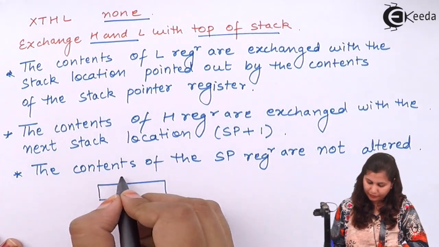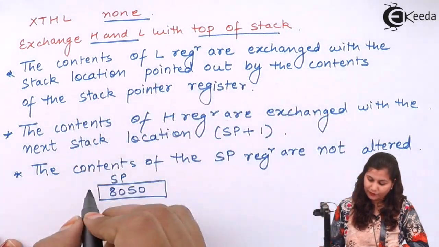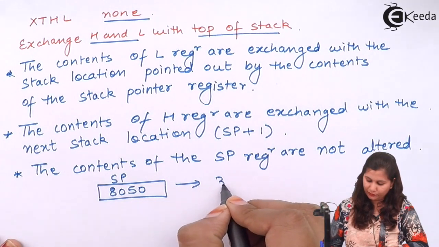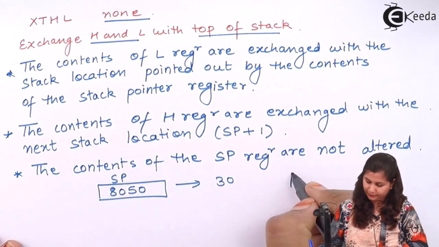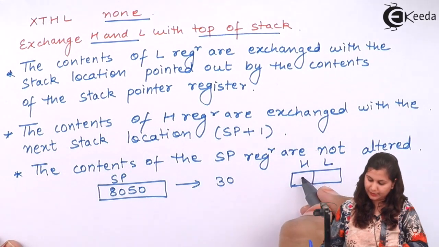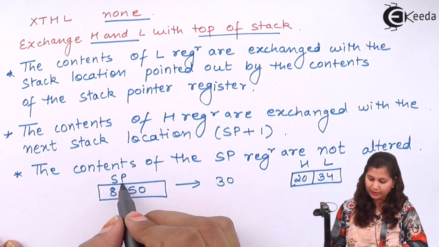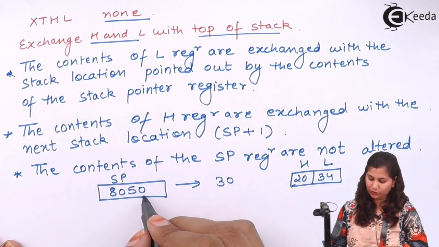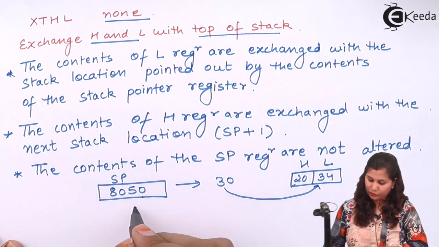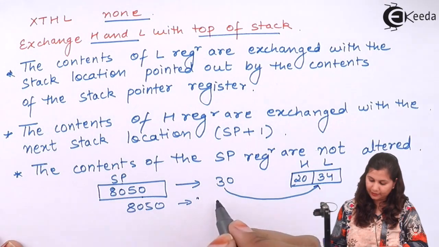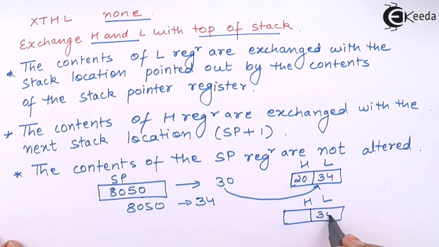Stack pointer register, it is showing the beginning of the stack. So in the stack pointer register, if we are having 8050, so the contents of this memory location, suppose at 8050 we have 30 stored, will be exchanged with the contents of L register. HL register pair, suppose it is having 2034. So the stack pointer is initialized at 8050 and this memory location has 30 stored. So this will be exchanged with the L register. So now at 8050, 34 will come, and in the L register we will have 30.